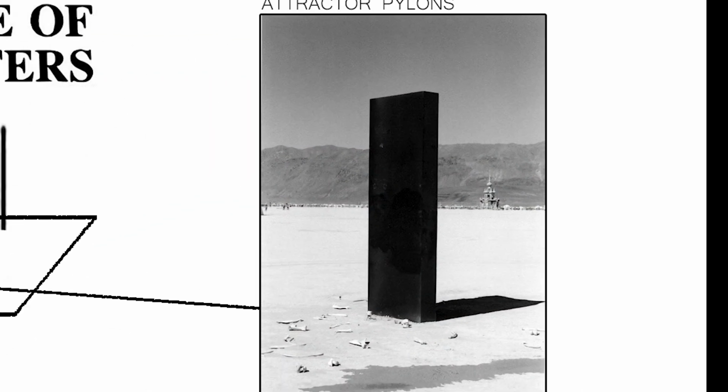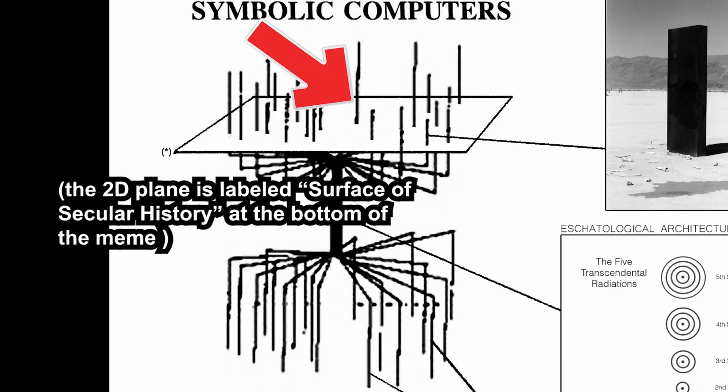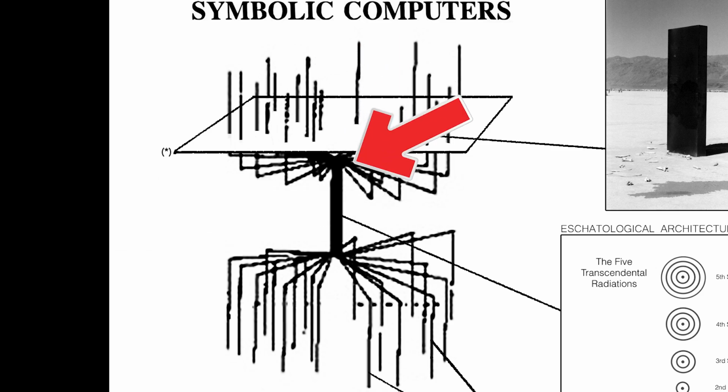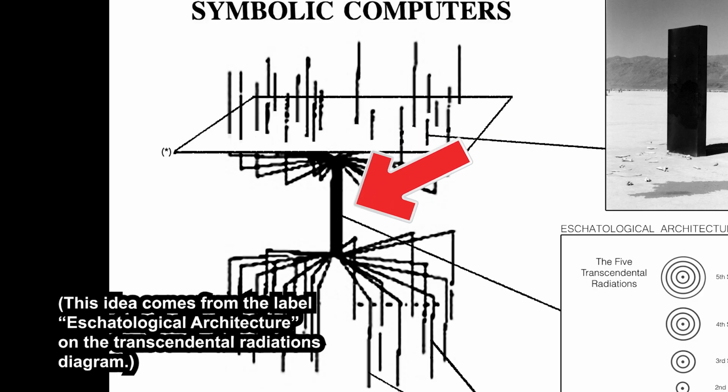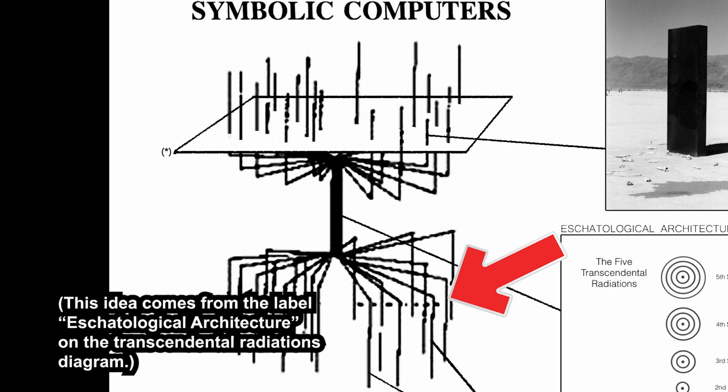The many attractor pylons are spread out over the surface of secular history, waiting for a civilization to develop religion. These pylons then came together at a site where a unified religion was invented. That religion revolved around discovering the meaning of death. It lasted a while, and then many different religions exploded into being.